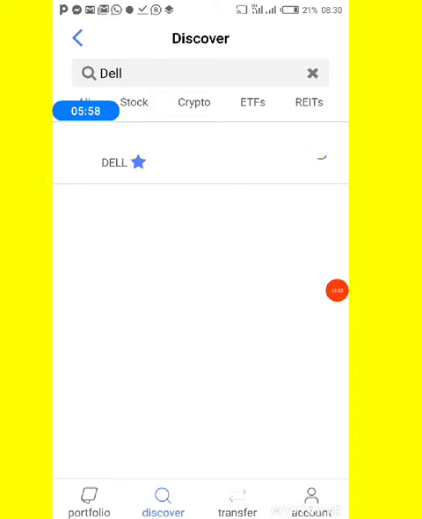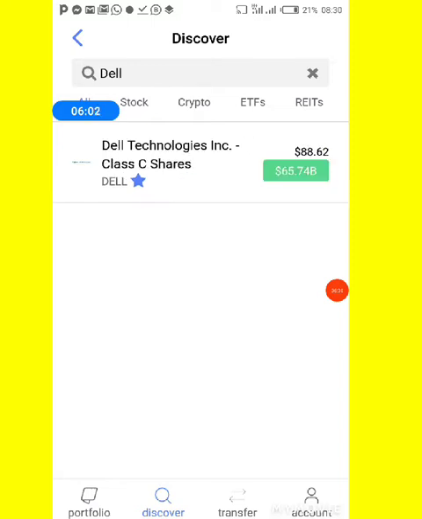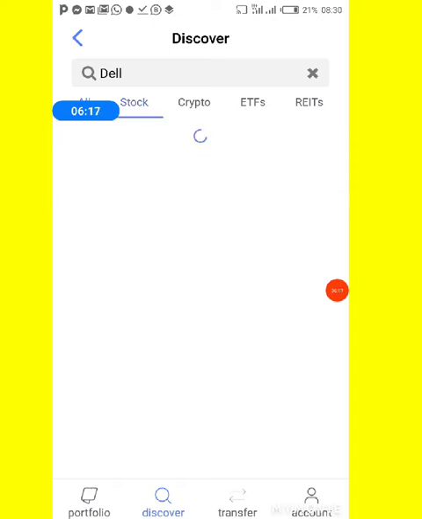For those who know the company to invest in, you just type the company name and it will come out. So let's go back to the main category. Dell is even showing here the complete stock details and the rest of it. So let's go back to the categories.